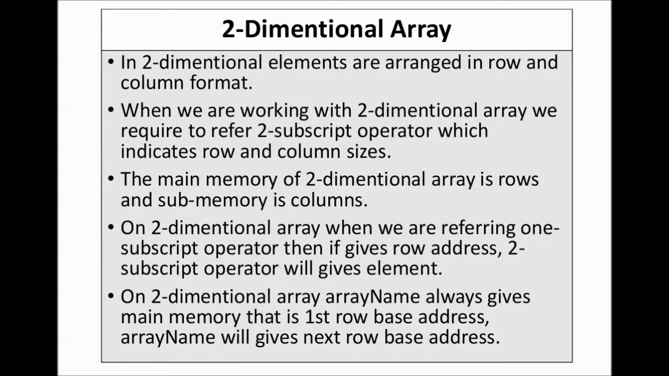So in short, in a two-dimensional array, the first index indicates an array containing rows, and the second index indicates the number of columns carried by the array.